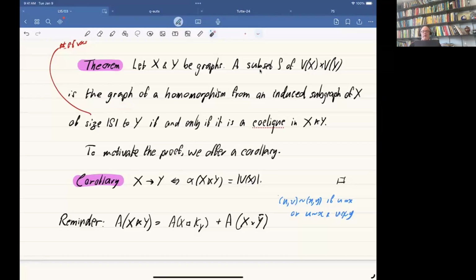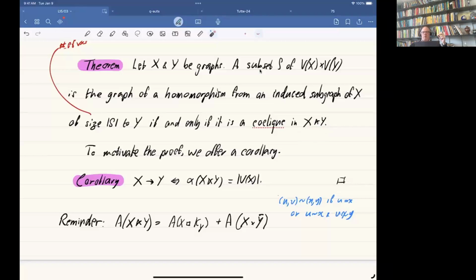So the word graph is getting used in two completely different meanings, and there's not much we can do about it. The statement is that a subset S of the vertices is the graph of a homomorphism from an induced subgraph of X of size |S| to Y if and only if it's a co-clique in the homomorphic product of X and Y. This is a graph that we construct, and the co-cliques in there of size |S| give us homomorphisms of some subgraphs of X to Y. So it translates the problem of finding a homomorphism into the problem of finding a co-clique.